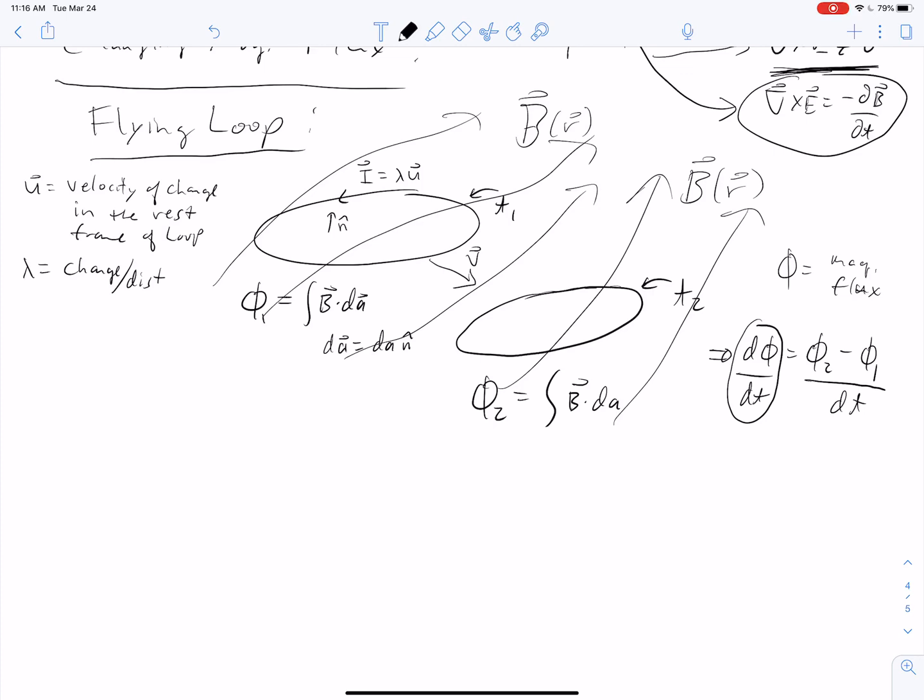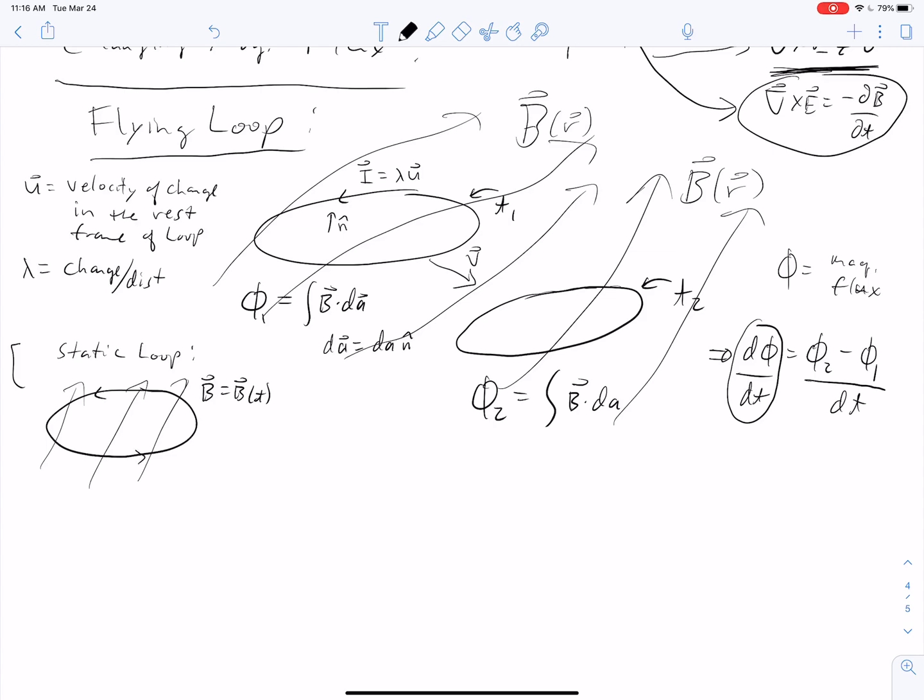Another way, I should just say right now, would be I could have a static loop just sitting there, and then I could have the B changing in time. Now I have some B field here, and the B field is changing in time. And that's another way, the static loop case.